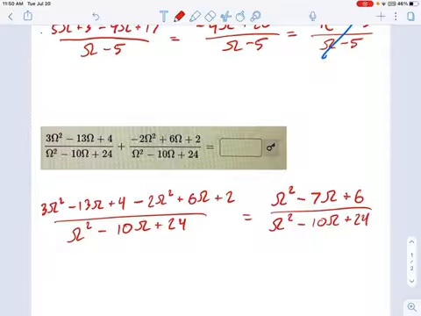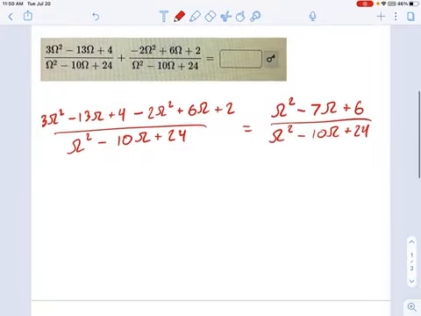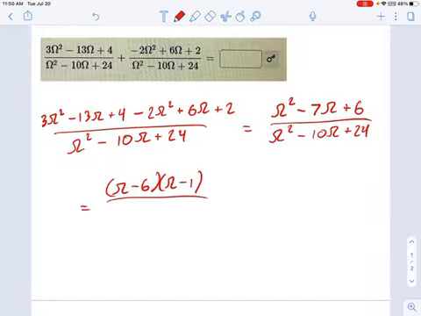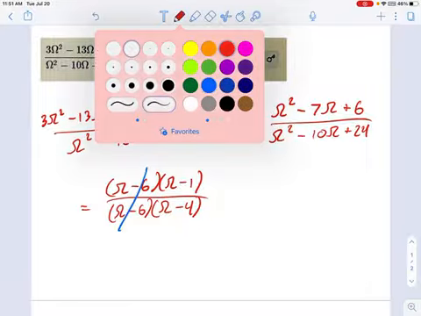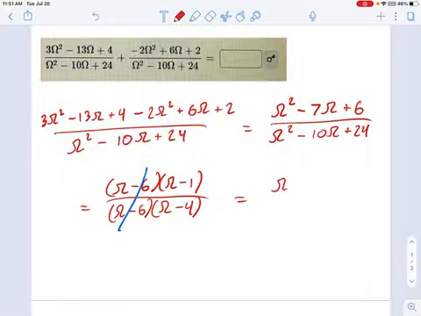So at this point, remember your last step. You need to factor everything. So that's going to be equal to omega minus 6 on top and omega minus 1. And on the bottom, it is omega minus 6 times omega minus 4. Okay, so you just come through here, cancel out the common factor, and our final answer is omega minus 1 over omega minus 4.